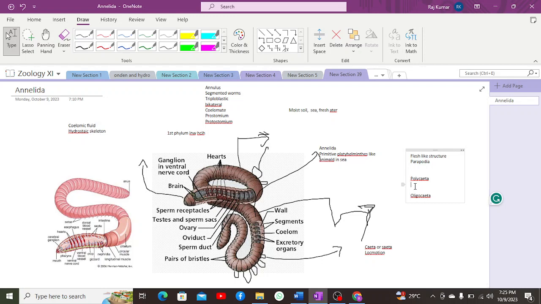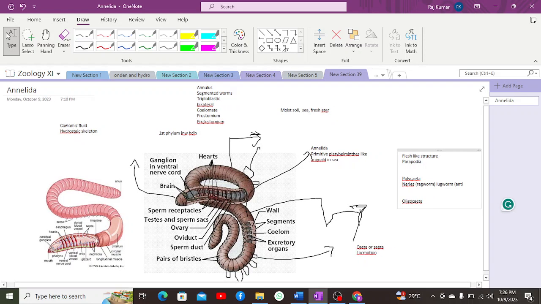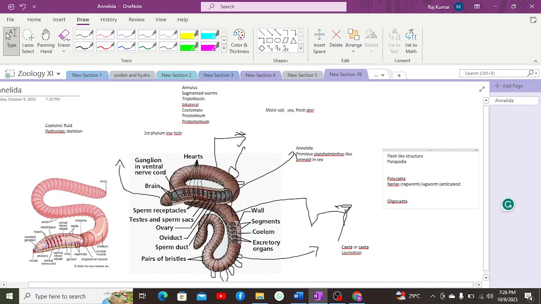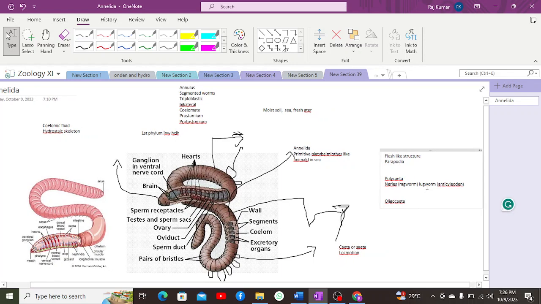Polychaeta have the example of Nereis. Nereis is also known as ragworm, and we also have another example, which is lugworm. Lugworm has the scientific name Enteklodin, something like that, but unfortunately I do not know the actual spelling.